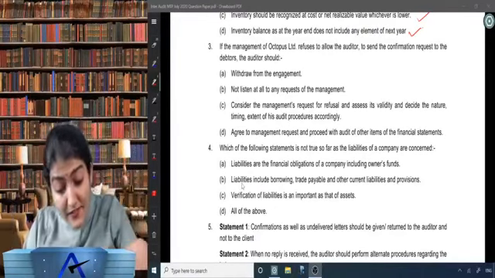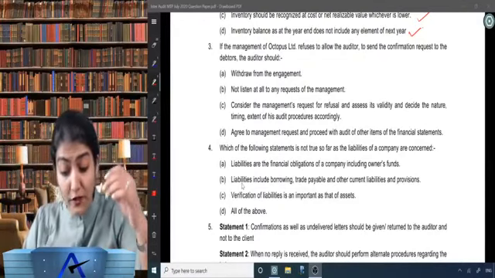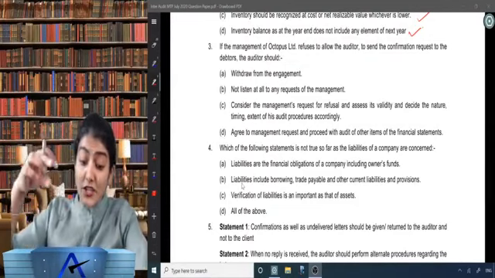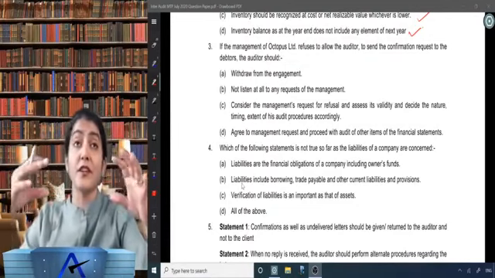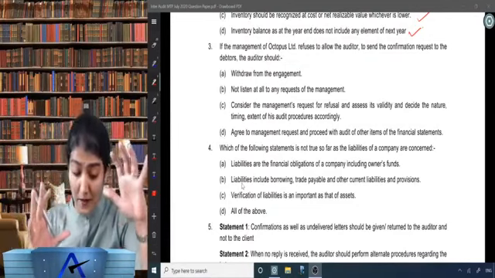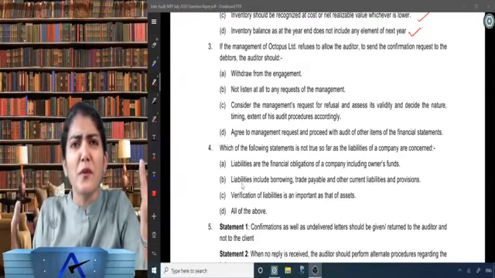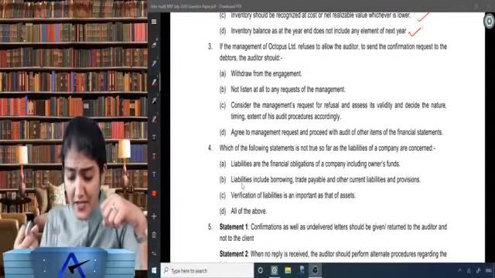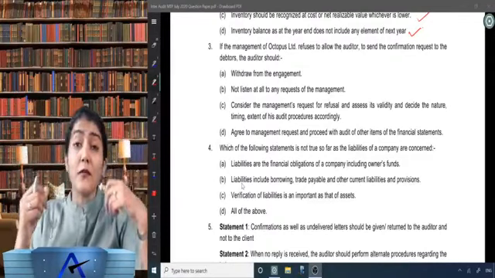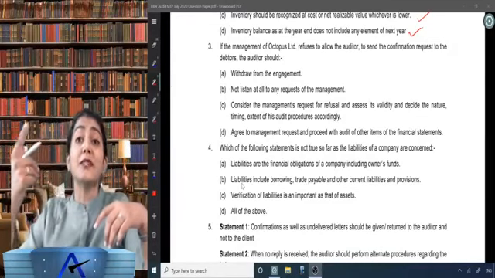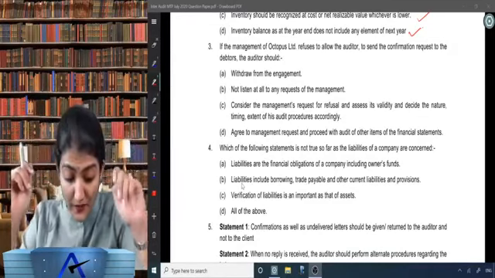Then consider the management's request for refusal and assess its validity and decide the nature, timing and extent of his audit procedures accordingly. Seems more sensible. Why should the confirmation request not be sent to these debtors? Check the validity of the reasons given by the management and also the impact on the nature, timing and extent of the other audit procedures.